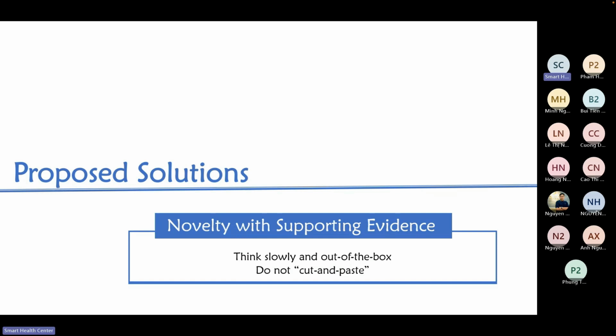So I want to ask about the procedure. Like, should I start with the introduction or should I start with the proposed approach?